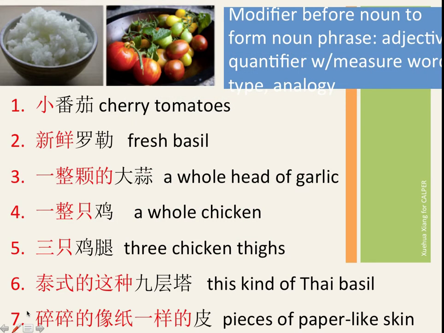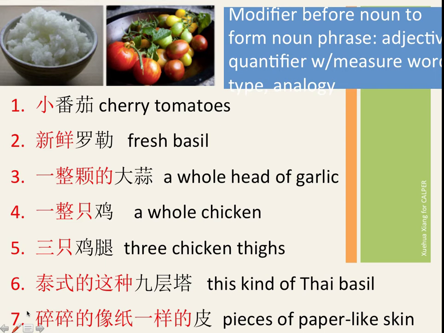First, a more straightforward grammar with describing things is that we can add modifiers before a noun to form a noun phrase. These can be either adjectives before the noun or quantifiers with measure words before the noun to talk about how many of things. And also we can even talk about types of things or use analogy to talk about how things are like.